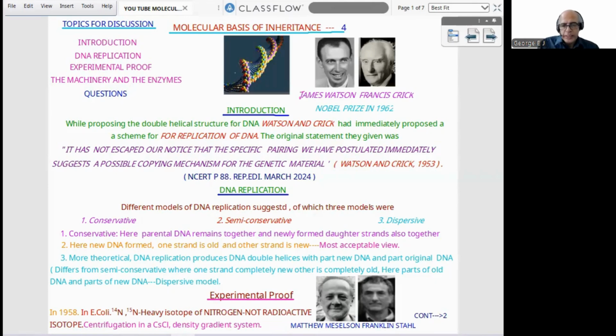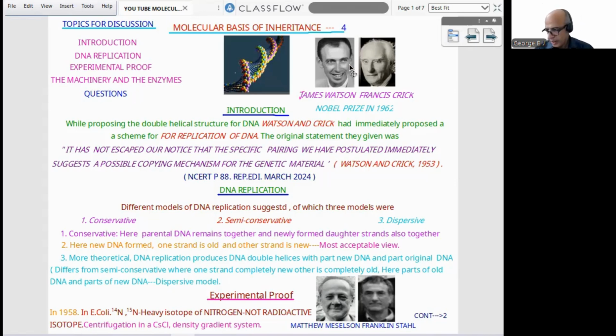The initial introduction is concerned with Watson and Crick. While proposing the double helical structure of DNA, Watson and Crick immediately proposed a scheme for replication of DNA. The original statement they gave is an NCERT linked statement, that is why I put it there, it can be a question. It has not escaped our notice that the specific pairing we have postulated immediately suggests a possible copying mechanism for the genetic material, Watson and Crick, 1953.